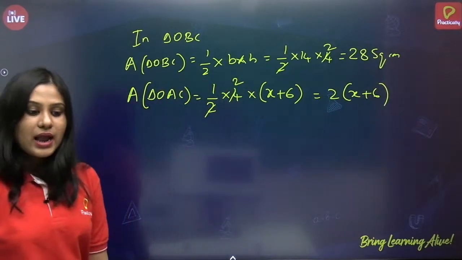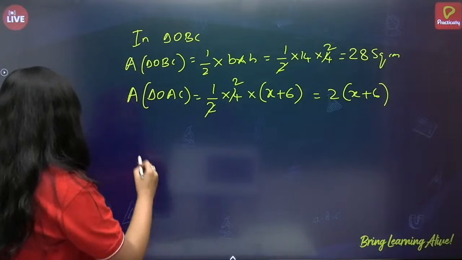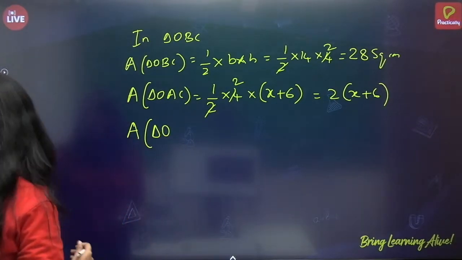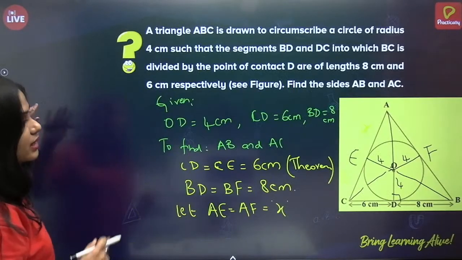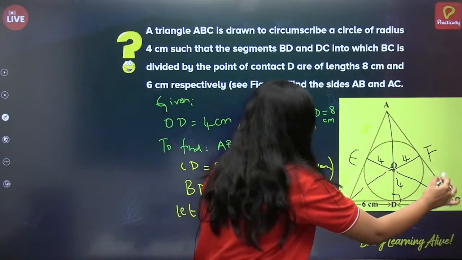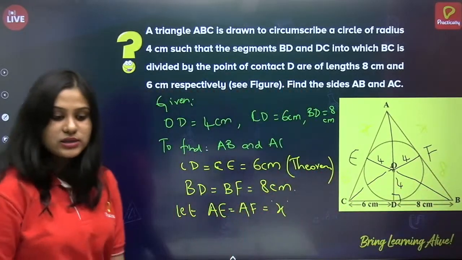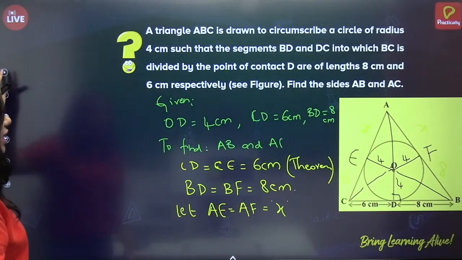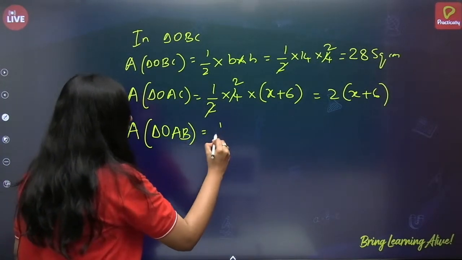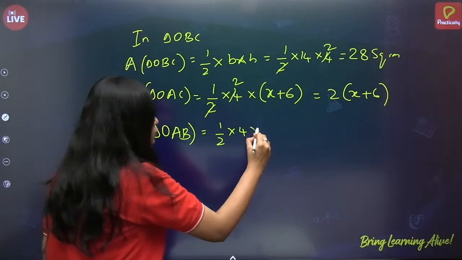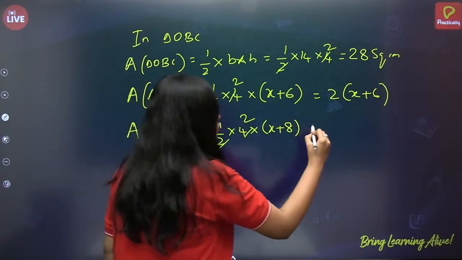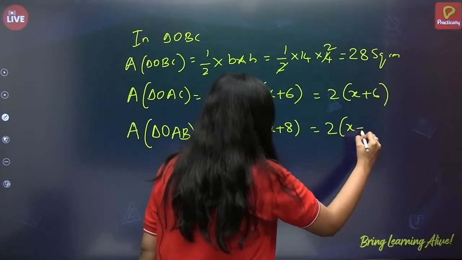Correct? And we are left with only one more triangle, that is area of triangle. What will be the triangle? OAB. Half into 4 into x plus 8. Right? So let us write OAB. Half into 4 into x plus 8. That is 2 of x plus 8.